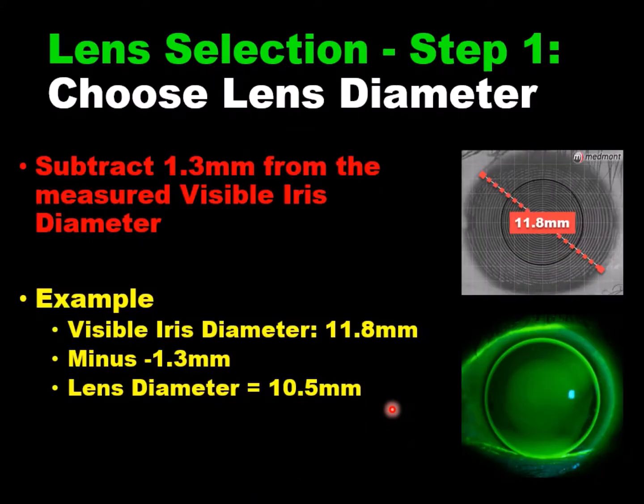In terms of lens selection, step number one is to choose the lens diameter. And this is simple. We would take the visible iris diameter measurement and subtract 1.3 millimeters to come up with our starting Apex Multifocal lens. In this example, we have an 11.8 visible iris, and we would subtract 1.3 millimeters from the total corneal diameter to come up with our initial lens. In this case, 11.8 minus 1.3 would equal 10.5 millimeters.